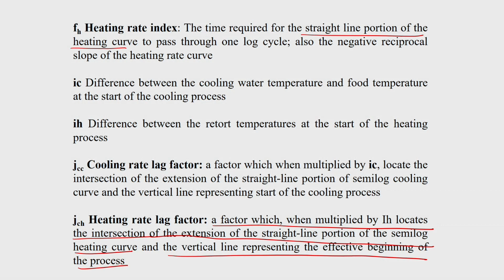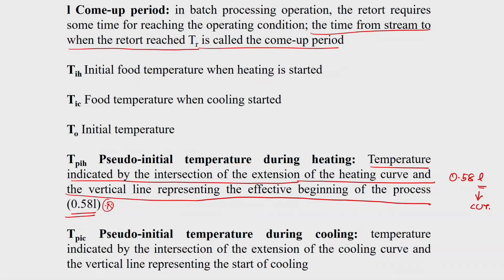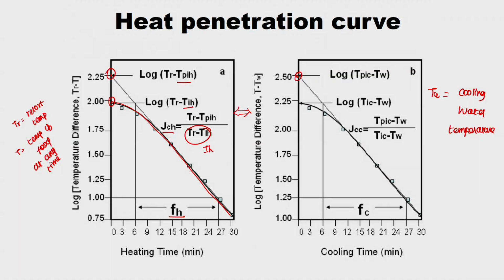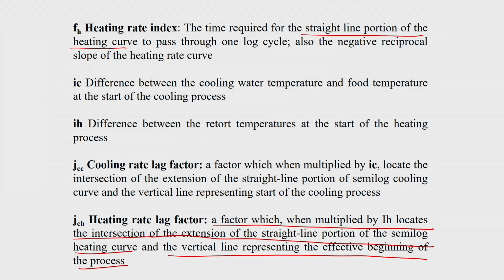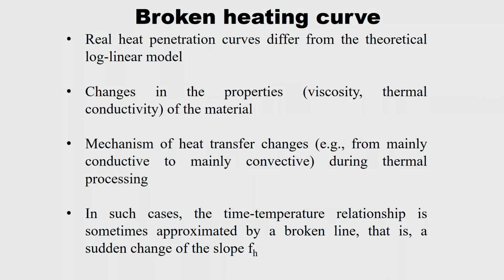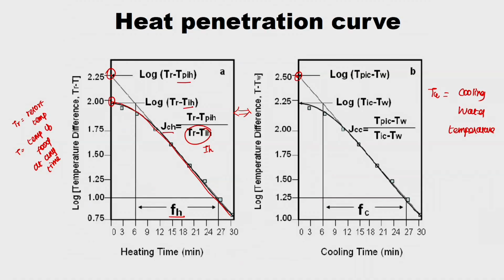This heating rate lag factor JCH is multiplied with IH, which is nothing but the difference between the retort temperature and the initial heating temperature. This would give me Tr minus Tpih. Tr minus Tpih is nothing but my pseudo initial temperature during heating. And the cooling rate lag factor is almost similar, which is applicable for the cooling curve, right. So, these are all the things you get to know. So, this is the initial temperature.